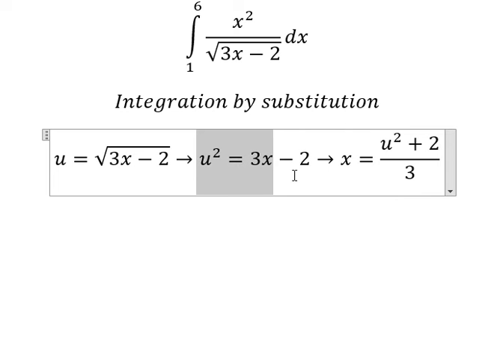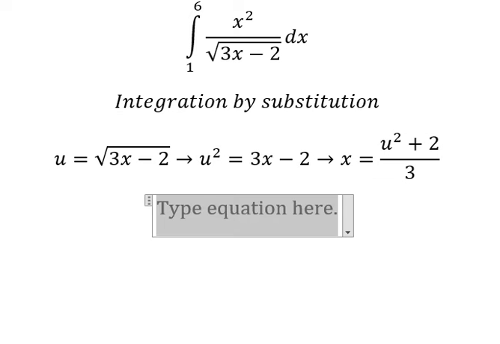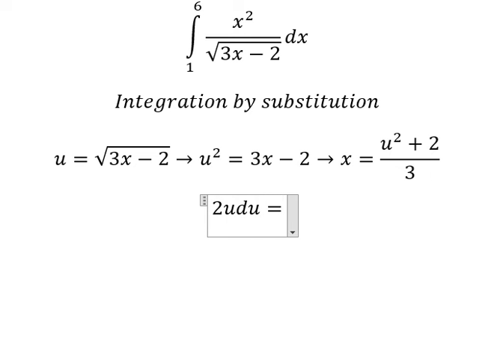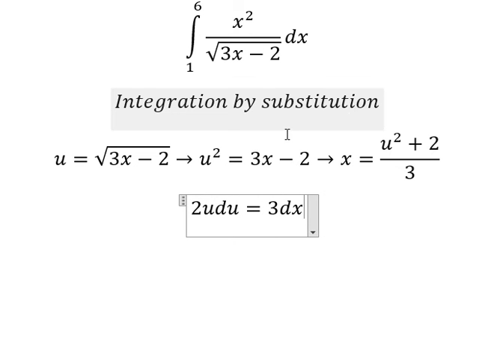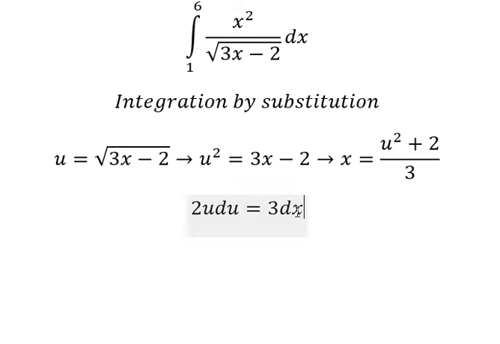Next, we need to take the derivative of both sides, and you got 2u du equals 3 ds. The derivative of s, you got 1. The derivative of the constant, you got 0. Because we don't have 3 in here, we need to divide both sides by 3.